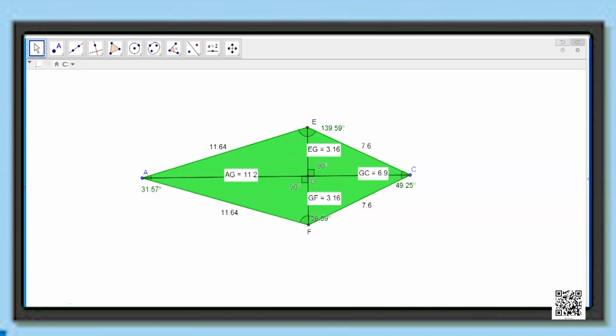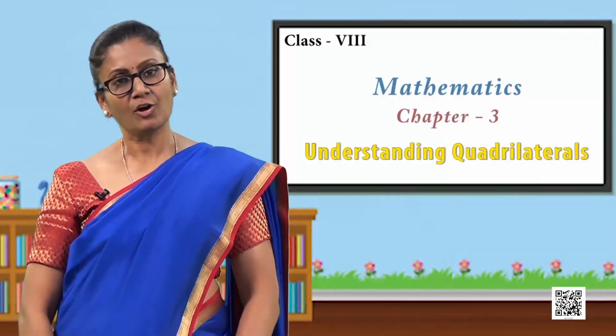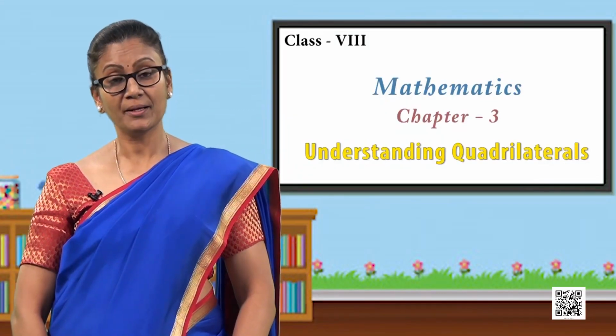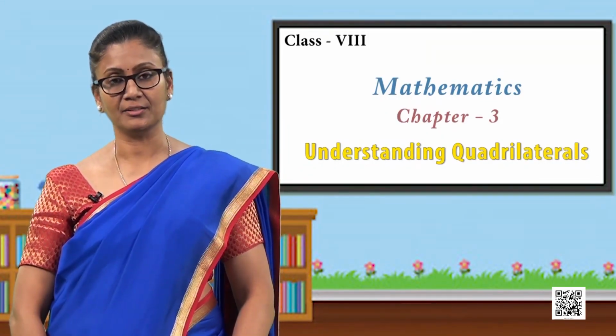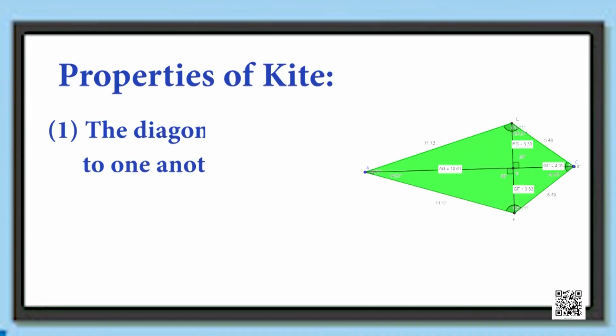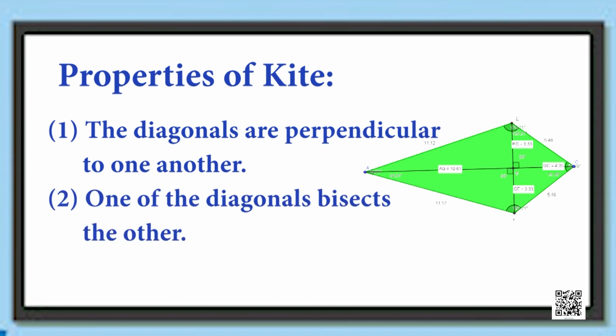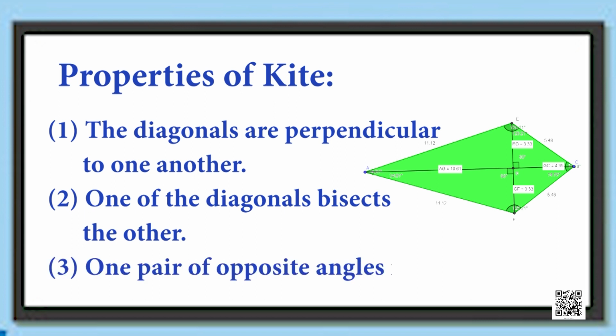So children, you have gone through the video now. So you should be in a position to list the properties of a kite one after another. The first property of kite, the diagonals are perpendicular to one another. The second property, one of the diagonals bisects the other. The third property, one pair of opposite angles are equal.